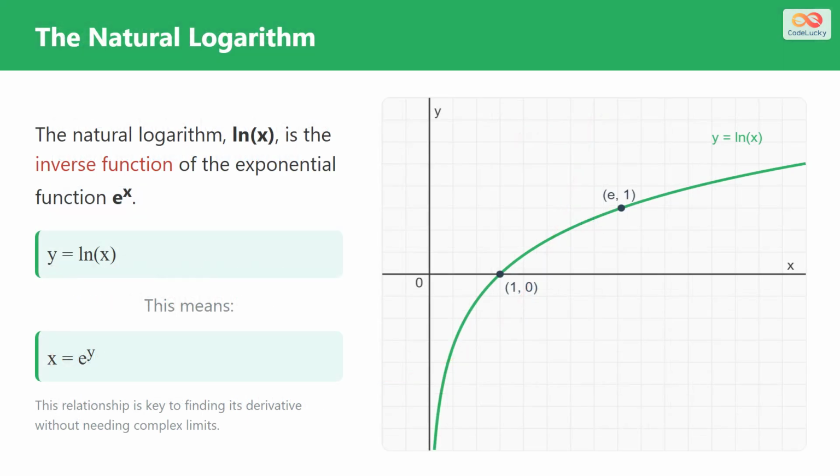Now, let's look at the natural logarithm. y equals ln of x. This is simply the inverse function of e to the x. This means that if y equals natural log x, then x equals e to the power of y. This relationship is the key to unlocking the derivative without using complicated limits.